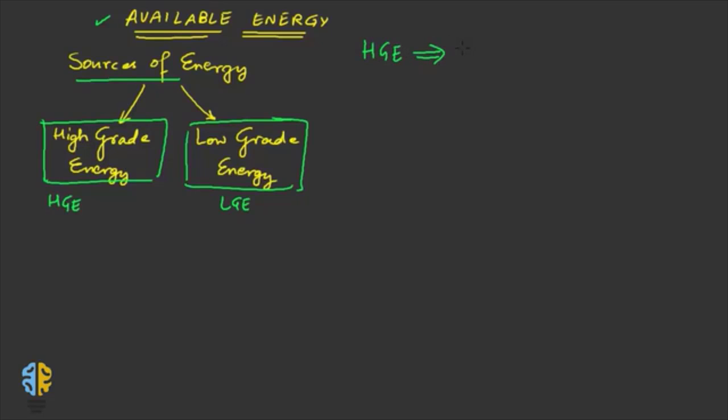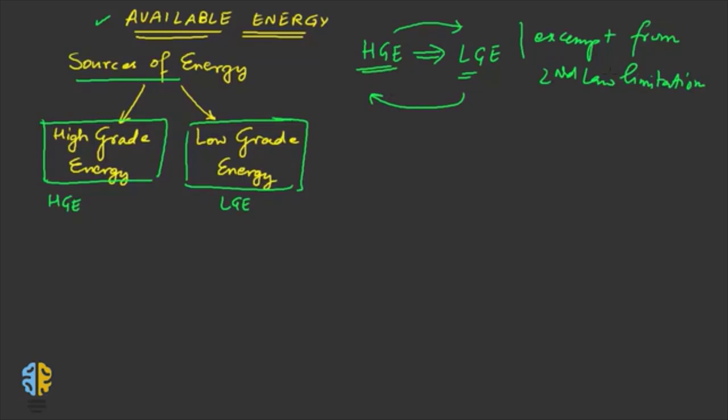Now the conversion of HGE to LGE, that is from high grade to low grade, the limitations of the second law are not applicable. So the conversion of going from high grade to low grade is exempt from second law limitations, because the second law puts a directional limitation on the proceeding of a particular process. But going from low grade to high grade energy is actually subject to the second law limitations.